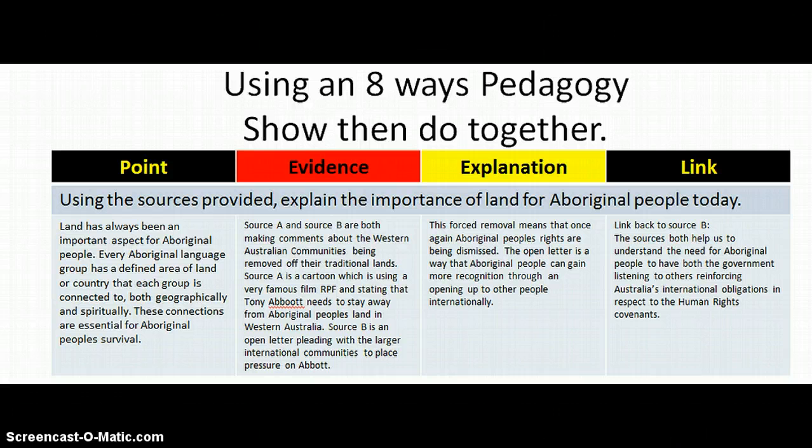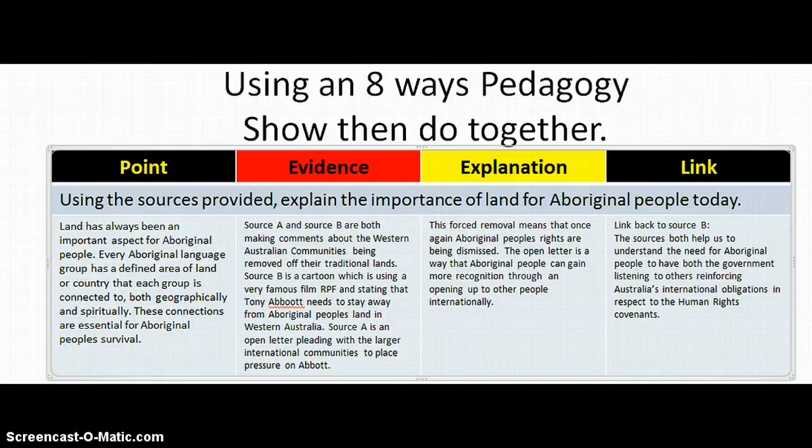Now, using the Peel method, we go to E, evidence. So what is the evidence in those sources? Okay, so source A and source B are both making comments about the Western Australian communities being removed off their traditional lands. Source B is the cartoon, which is using the very famous film Rabbit Proof Fence, and it's making fun or making a stand about Tony Abbott needing to stay away from Aboriginal people's traditional lands in Western Australia.